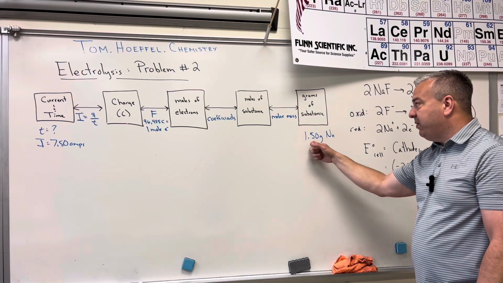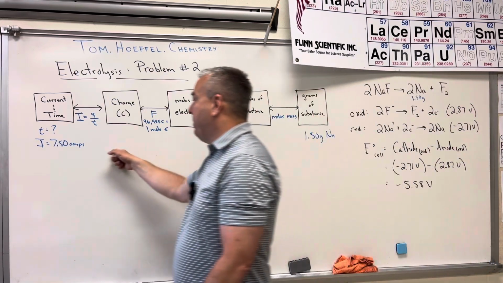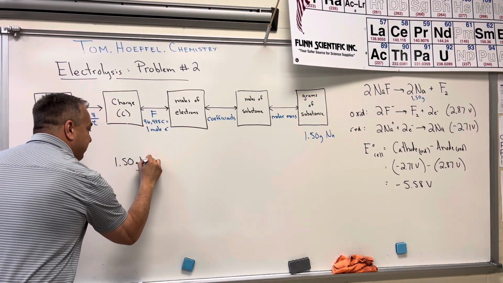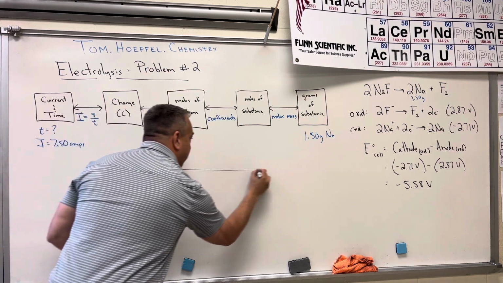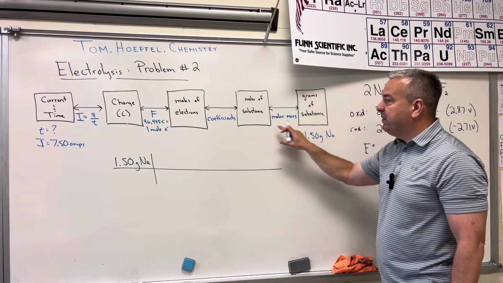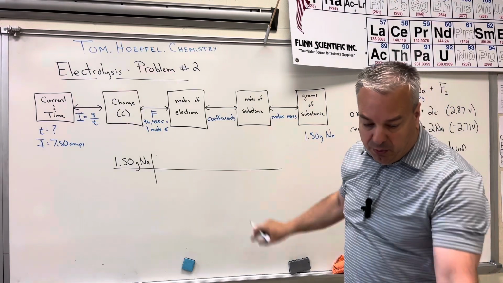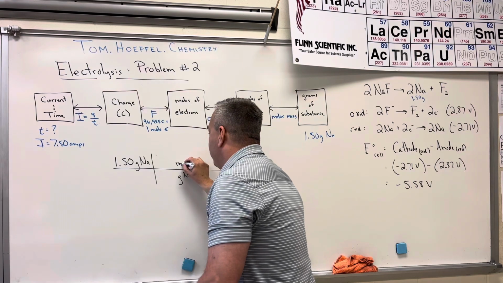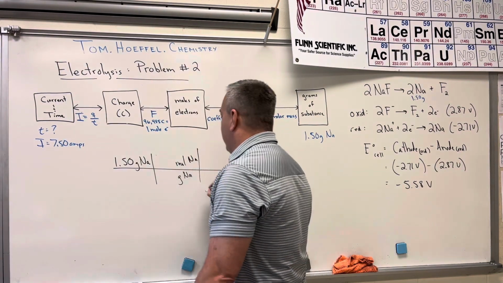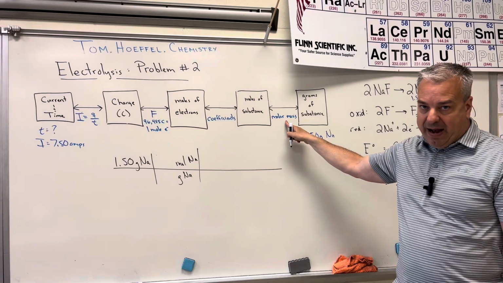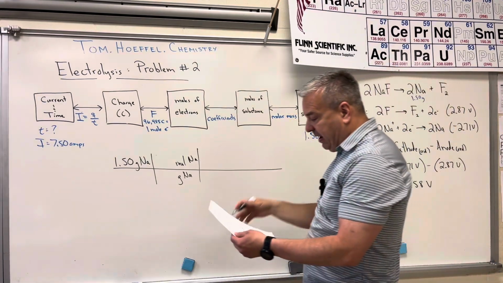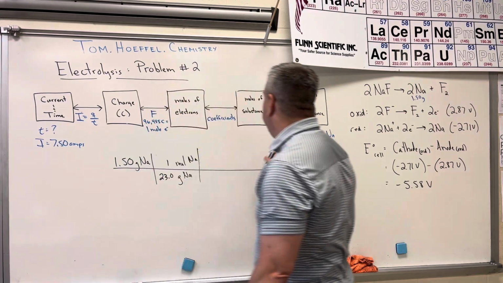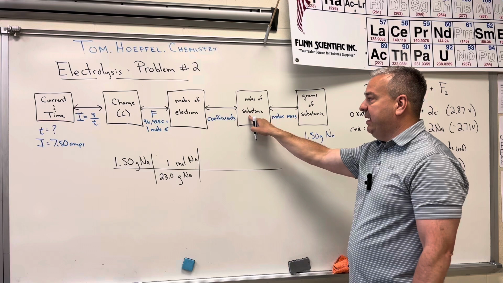So we're going to start out with this given, and we're going to work our way backwards. I'm going to start with 1.50 grams of sodium, and the first thing I'm going to do is convert that grams of sodium into moles of sodium. I'm going to use the molar mass in order to convert that. I look on the periodic table and find that there's 23 grams for every mole. So that gets me from here to here.